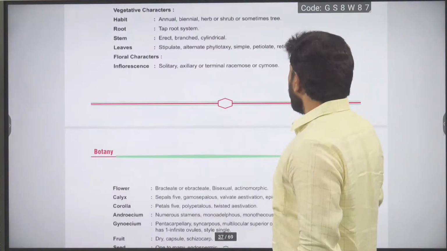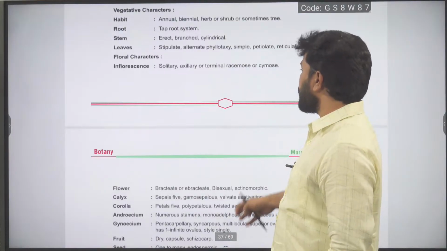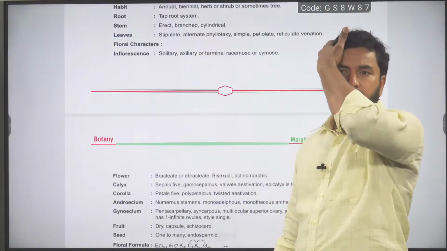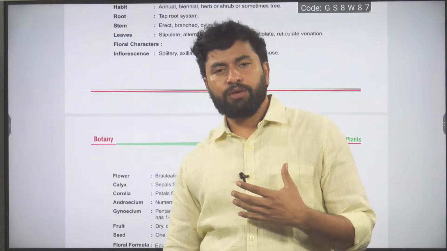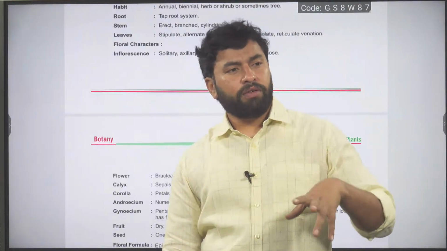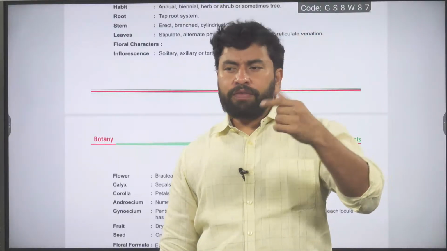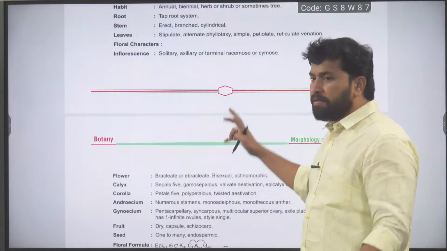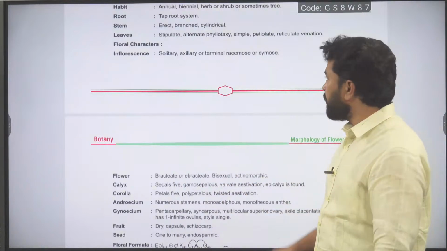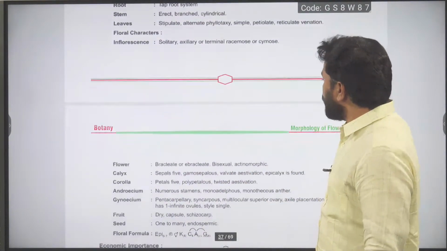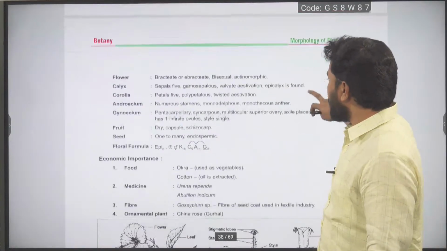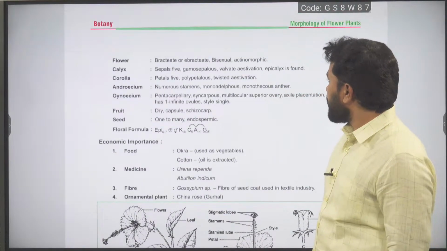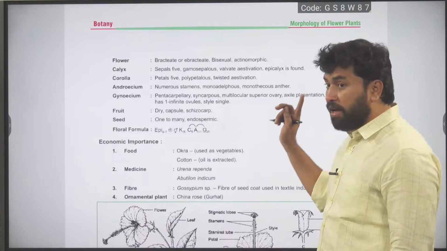Alternate phyllotaxis, simple petiole, reticulate venation. Inflorescence: underline the word solitary. What do you mean by solitary? When we were talking about inflorescence, I told you, whenever a shoot tip is modified into a single flower, that is called solitary inflorescence. Terminal, racemose. Flower bractate, bracteolate, bisexual, actinomorphic. Calyx, sepals 5, gamosepalous, valvate aestivation.